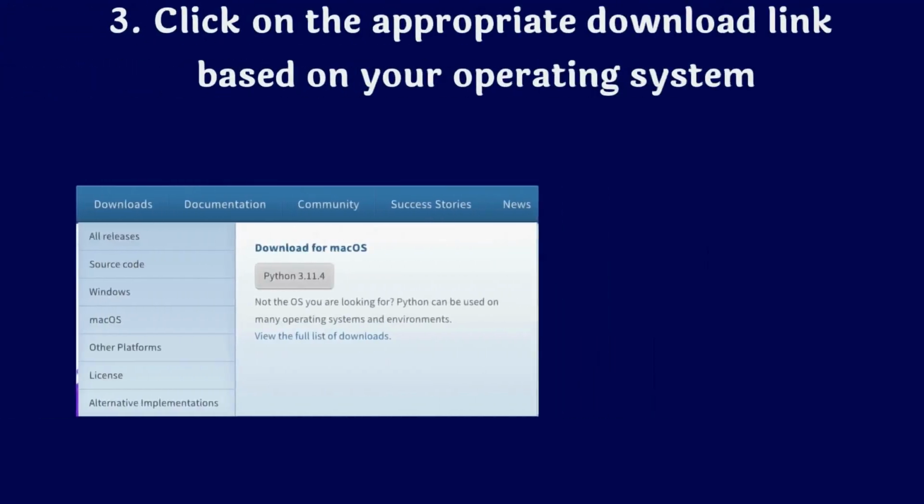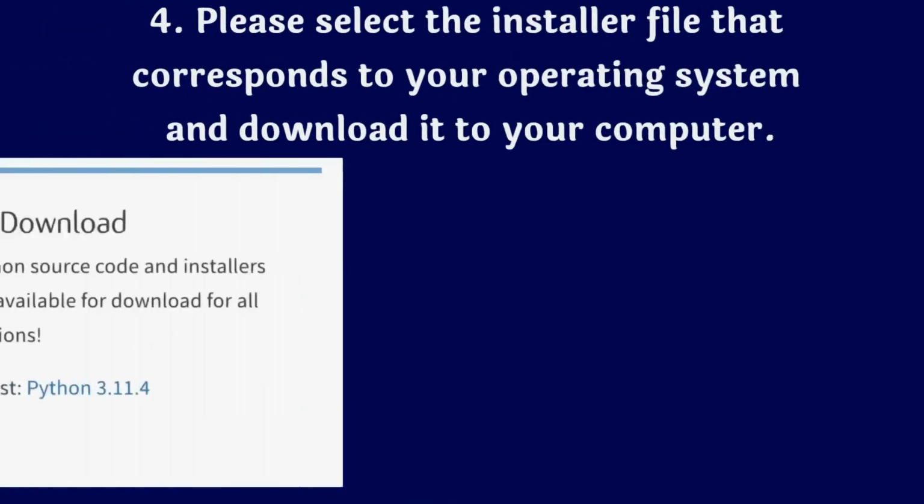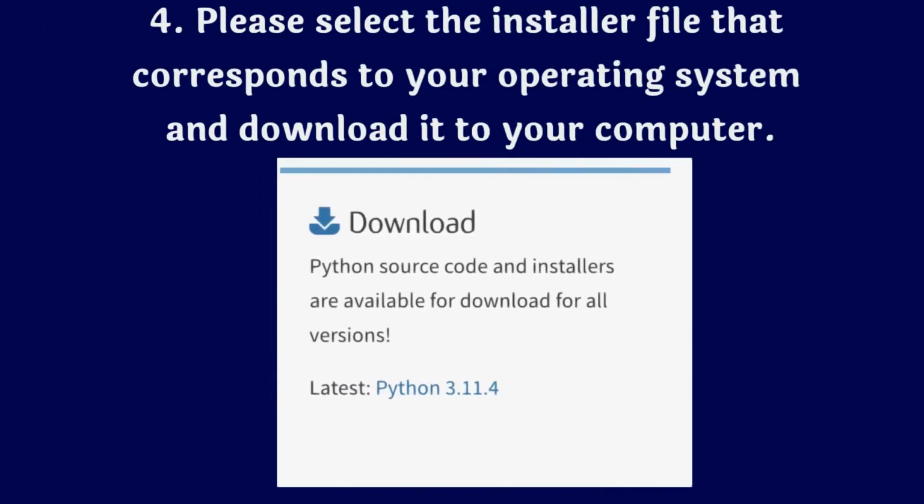Step number 3, select the operating system on the Python website and you'll find options for various operating systems such as Windows, Mac, and Linux. Click on the appropriate option based on your operating system. Step 4, you'll be taken to a page where you can choose different options for installing the software after clicking on the download link. Please select the installer file that corresponds to your operating system and download it to your computer. For example, for Windows, download the Windows link.